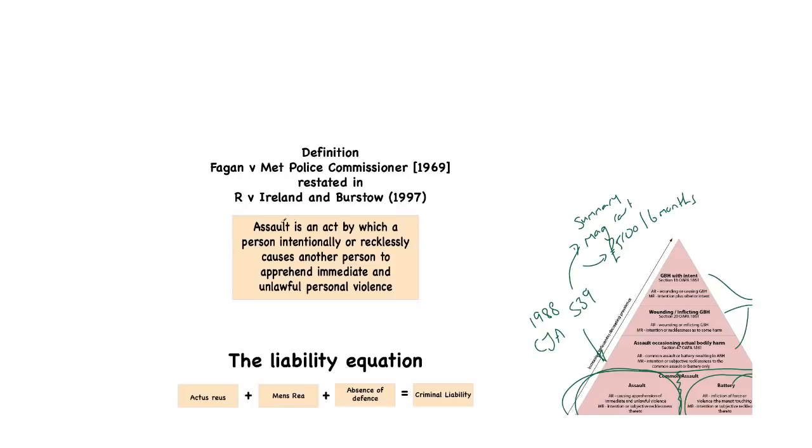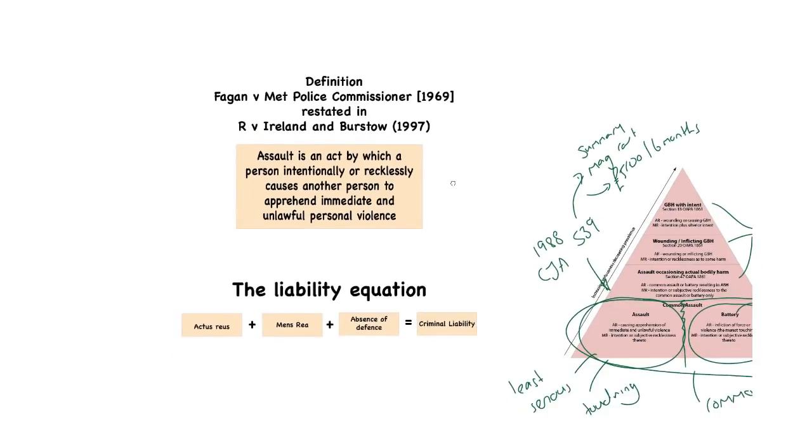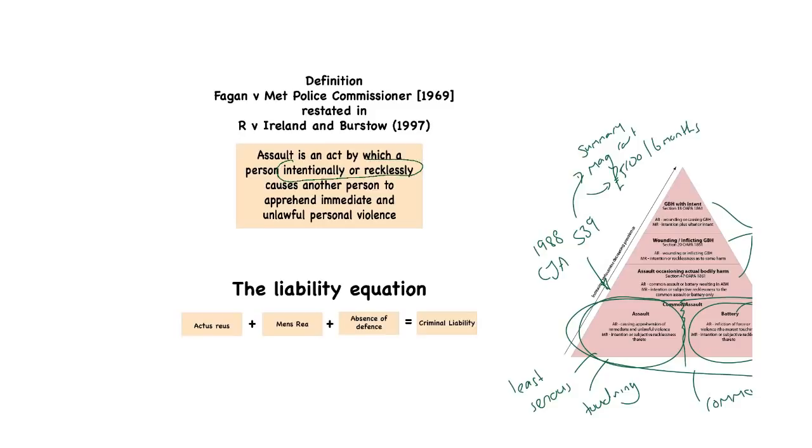Some 30 years later, that is restated very clearly as the definition for assault in Ireland and Burstow, and we'll take a look at Ireland and Burstow later. But essentially, the definition, and I implore you to commit it to memory, gives us what is essentially the mens rea element. It uses the word cause, so we know that's an actus reus term, but it says that the defendant has to cause the victim to apprehend immediate and unlawful personal violence. Those 3 things go together to give us the actus reus.